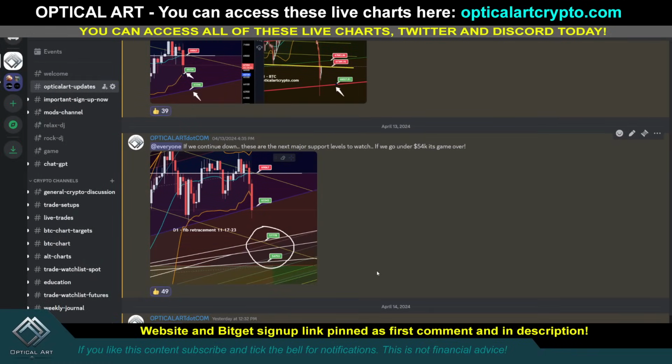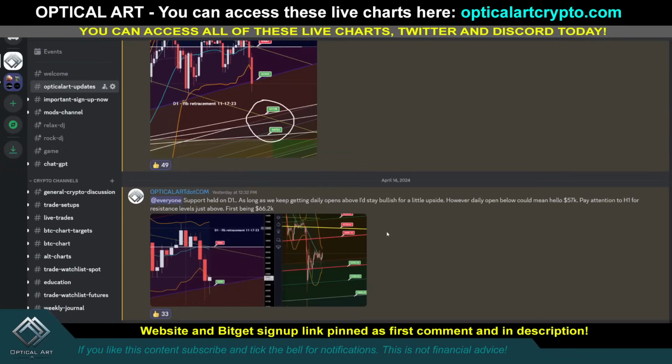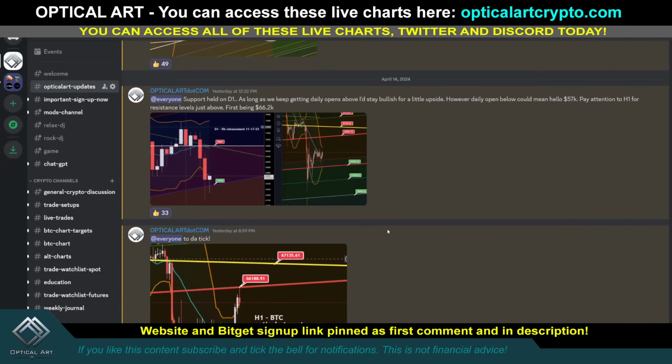And I was covering other things, and this is what we're going to talk about today: how important this level below is. You can see here I was talking about support holding, so it says stay bullish as long as we're above this point, as long as we get daily opens above. Now, if we get a daily open below this point, then we're heading to those lower targets. We're going to cover it in just a bit.